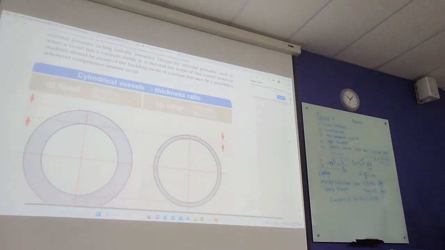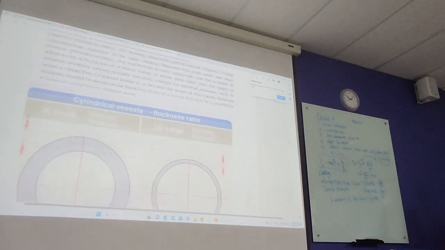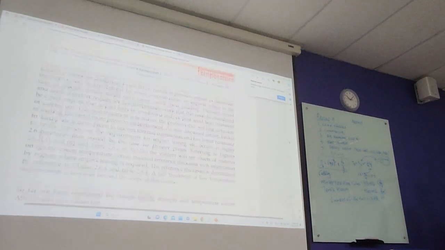Okay, now we come to this part. How to find the thickness of your cylinder? The question 3.